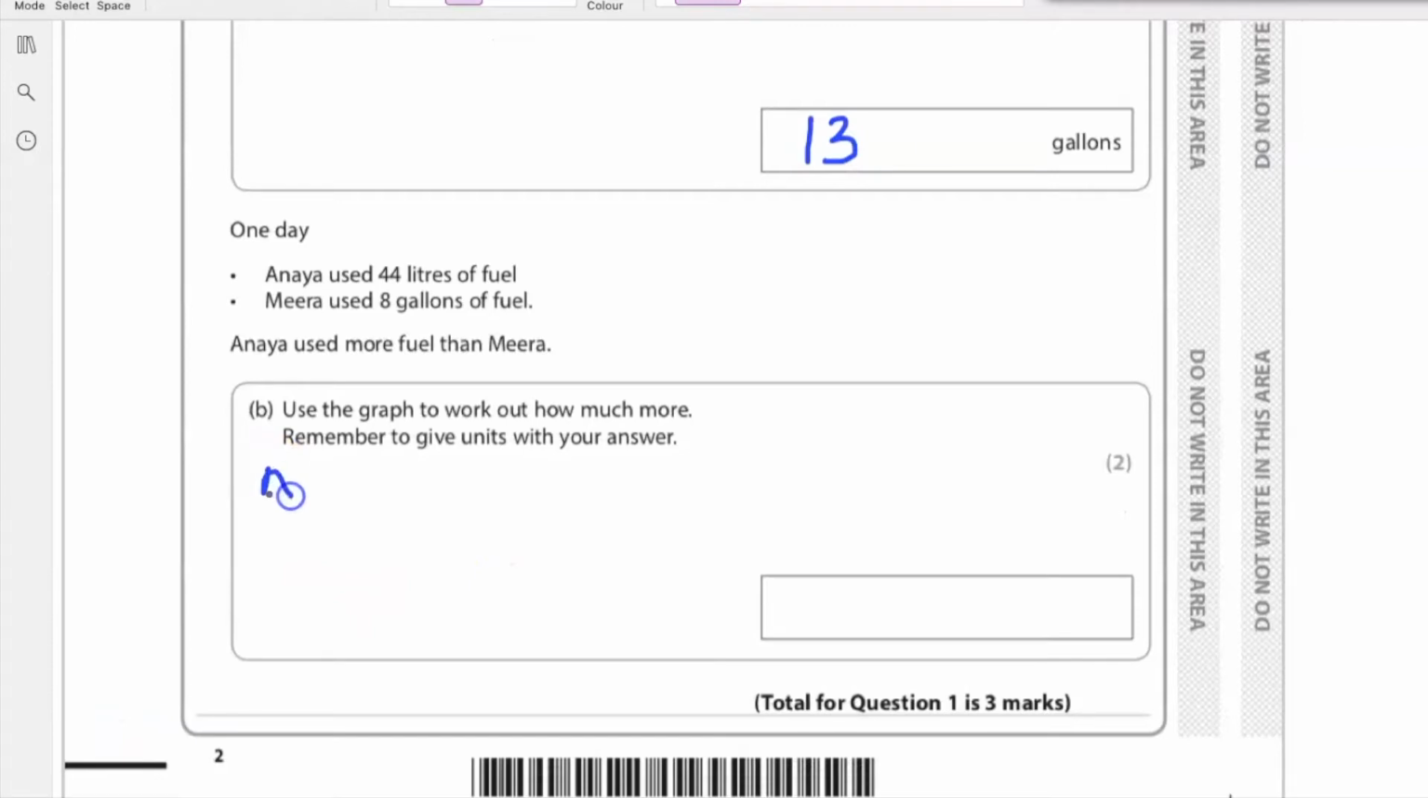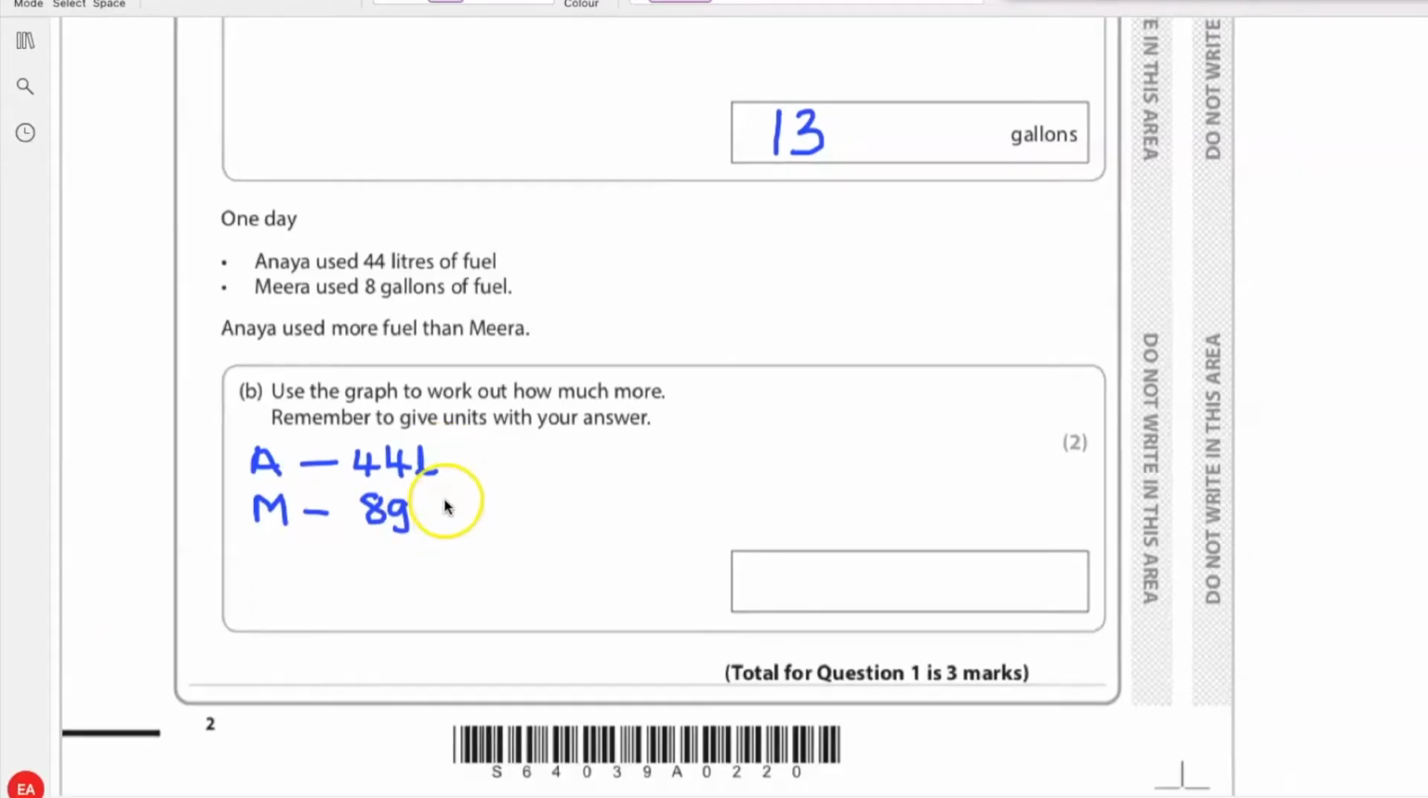So I will use A for Anaya, 44 liters, and L for liters, and for Mira 8 and G for gallons. So Anaya is in liters and Mira is in gallons. We need to convert them to the same unit for us to be able to compare both of them.